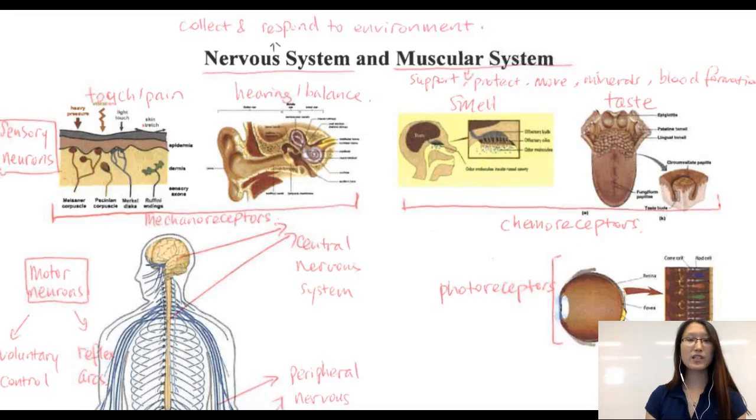Hello everyone, in this video we're going to talk about the nervous system and the muscular system. We first want to discuss the purpose of the nervous system, which is to collect and respond to the environment.